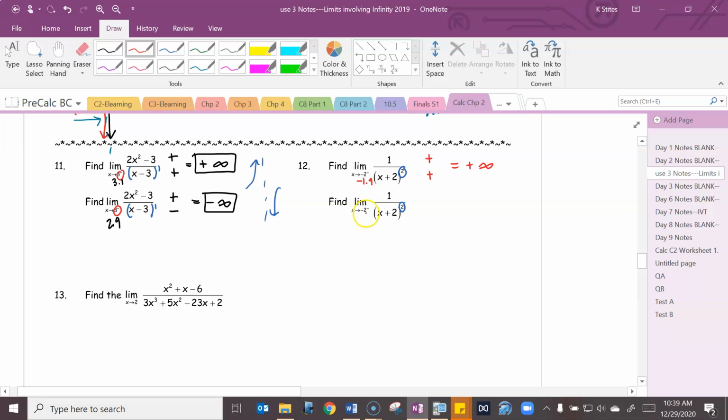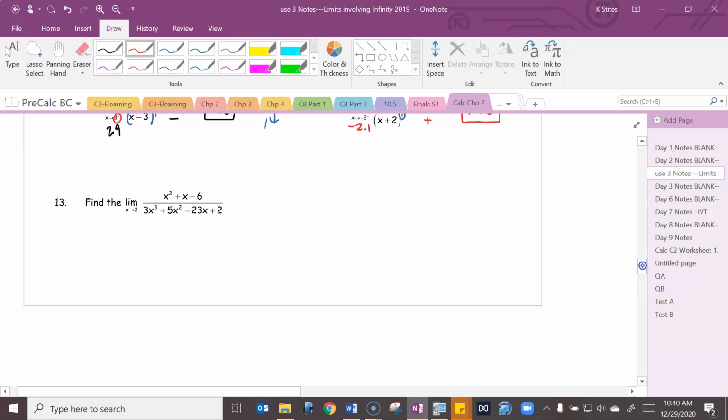Okay, now I'm going to do the same thing, but I'm doing negative 2 from the left. So this is like a negative 2.1. Here's the thing. Even though negative 2.1 plus 2 would be a negative, you're still squaring it, which makes it a positive. So this limit is positive infinity. Notice how they're both the same thing? Again, that's because of this even degree.